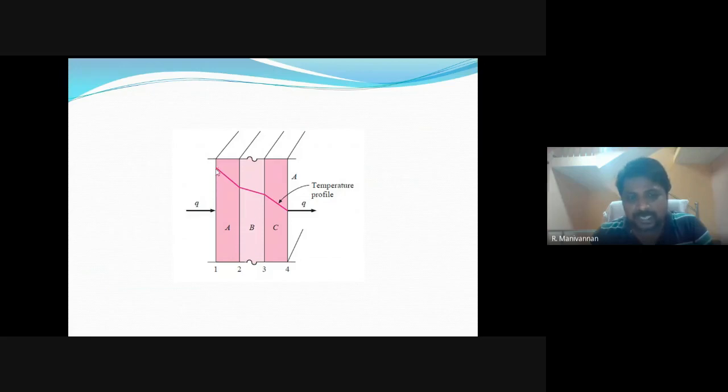That means the first surface is at higher temperature, and the fourth surface is at the lower temperature. You can see that it is linearly getting decreased. So the temperature profile is shown by a linear line, but the slope in each and every material is different because the thermal conductivity values of each and every layer are different.